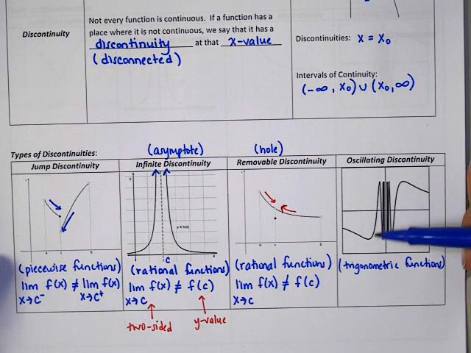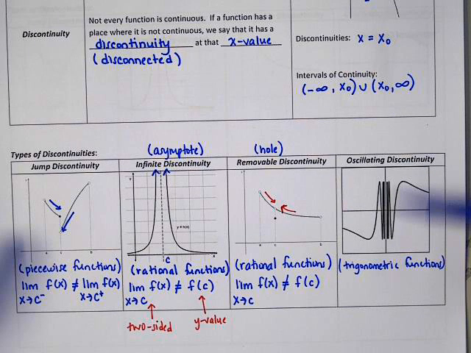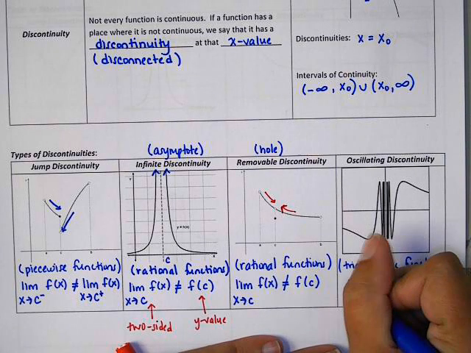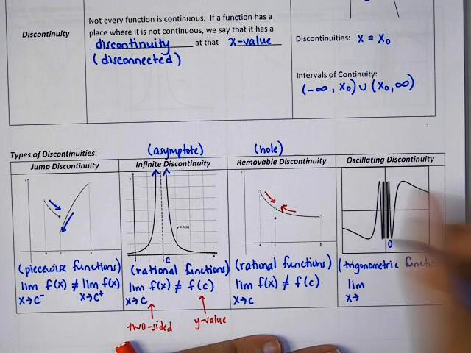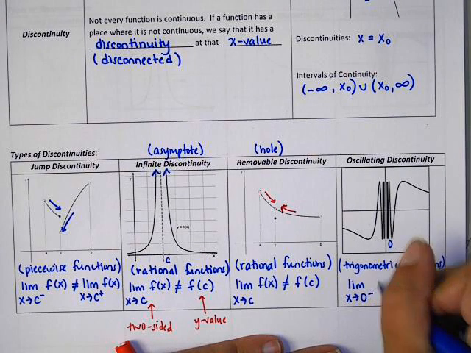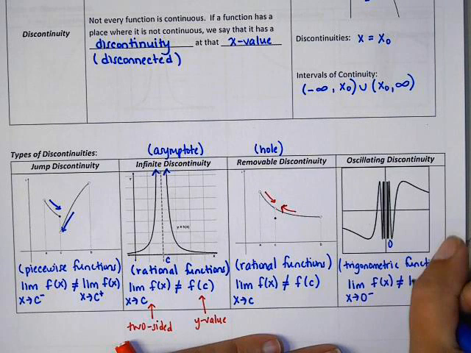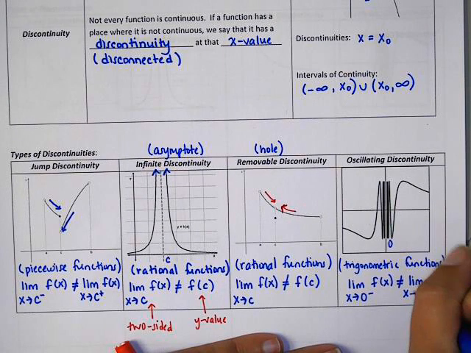What's happening here is that this trigonometric function is changing between high and low so fast that the two limits on the two sides never meet. So we would say that the limit as x is approaching, in this case 0 seems to be where our discontinuity is, 0 from the left does not equal the limit as x is approaching 0 from the right.